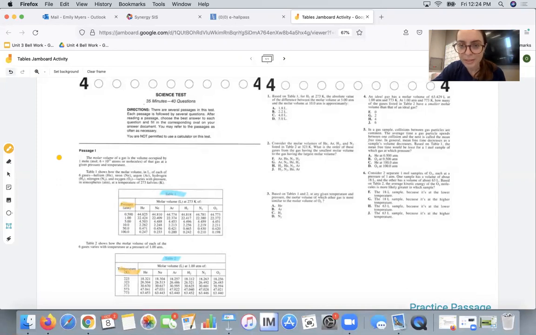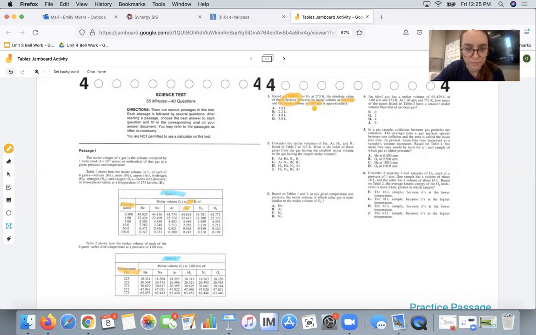Here we go. Number 1 says based on table 1. So I know I'm looking at table 1. For hydrogen H2, here's H2, at 273 Kelvin. Okay, the whole thing's 273 Kelvin, so that doesn't really matter. The value of the difference between the volume at 5 atmospheres and the volume at 10 atmospheres. So they're just asking what's the difference. The way they ask it's weird, what's the absolute value, but that just means what is the difference between the volume at this pressure and the volume at this pressure.